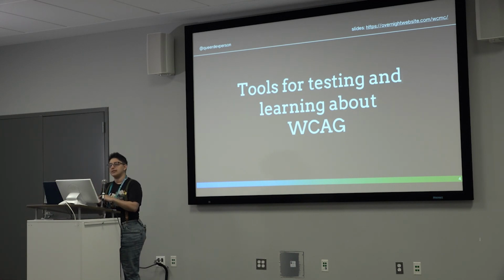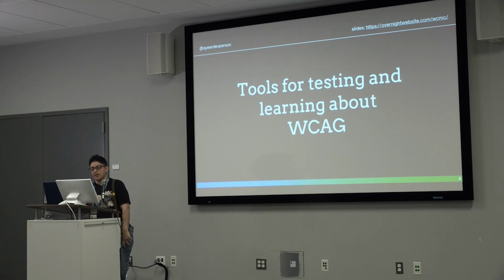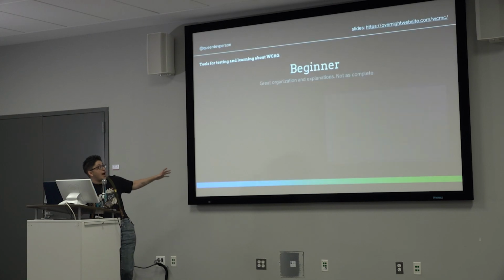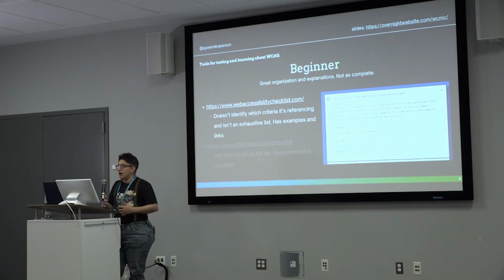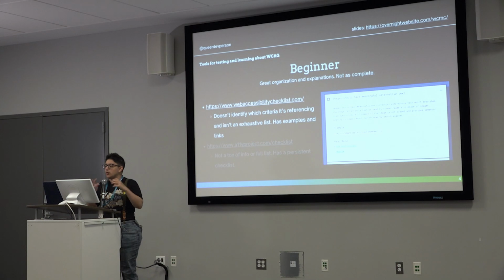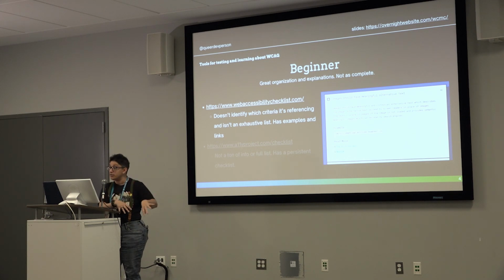I have a list of automatic scanners at the end, but I've split it up into 3 different categories. I'll go through them and point out the things individually. If we start at the beginner level, these have great organization and explanations. They're not as complete. They're more like a basic checklist. They don't necessarily identify things as clearly, but it's a really great place to start to get some of those easier wins, those easier to understand things.